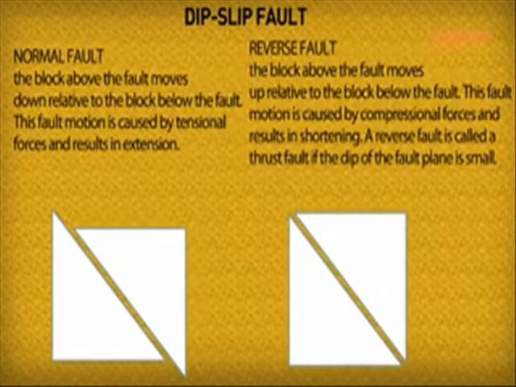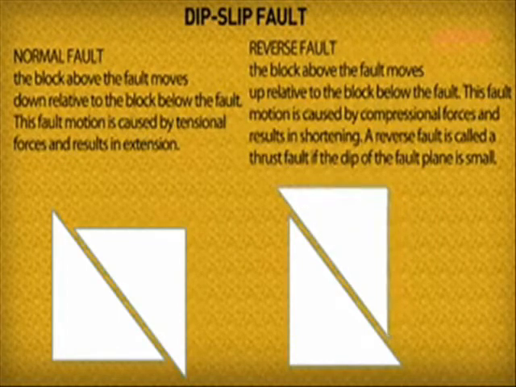In the reverse fault, the block above the fault moves up relative to the block below the fault. This fault motion is caused by compressional forces and results in shortening. A reverse fault is called a thrust fault if the dip of the fault plane is small. Other names of reverse fault are reverse slip fault and compressional fault. Examples include the Rocky Mountains and the Himalayan mountains.